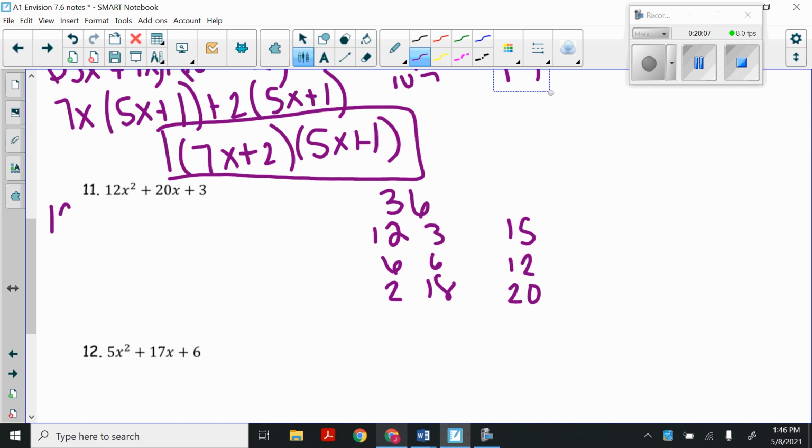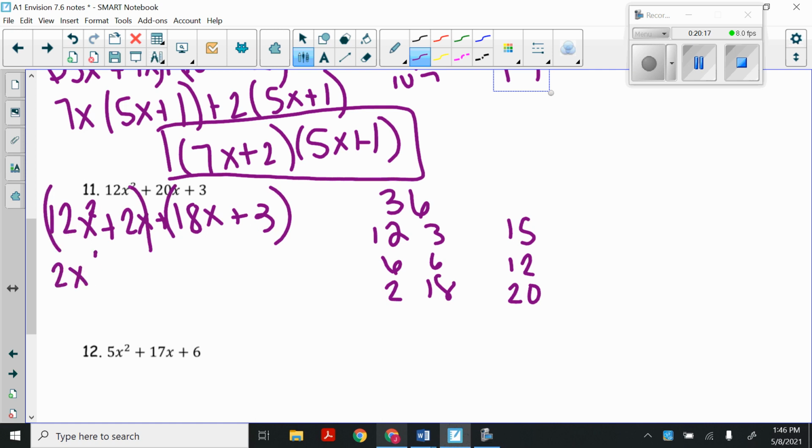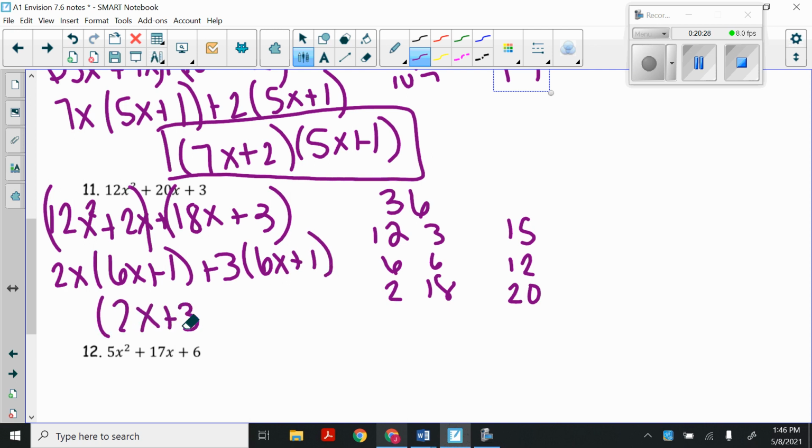So I'm going to rewrite this: 12x squared plus 2x plus 18x plus 3. Group them, pull out their GCFs. So here I can pull out a 2x, and I'm left with 6x plus 1. 18x plus 3, I can pull out a 3, and I'm left with 6x plus 1. So when I combine, I get 2x plus 3 and 6x plus 1. That's my answer factored.